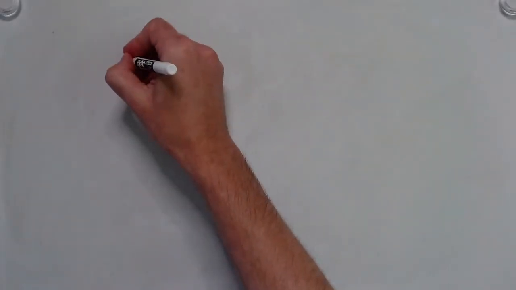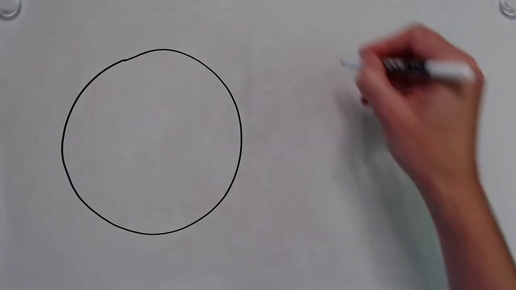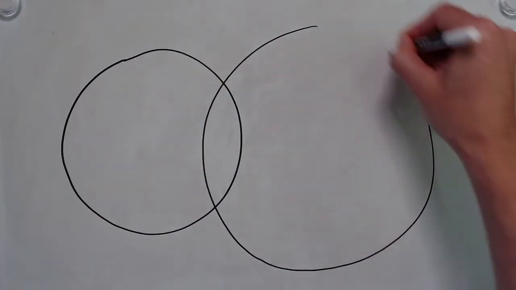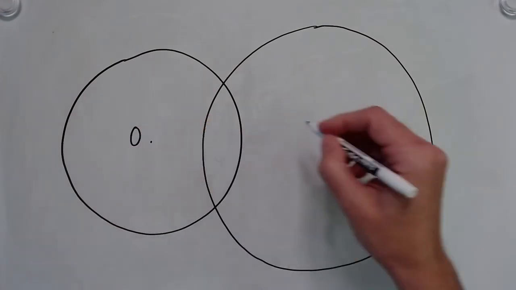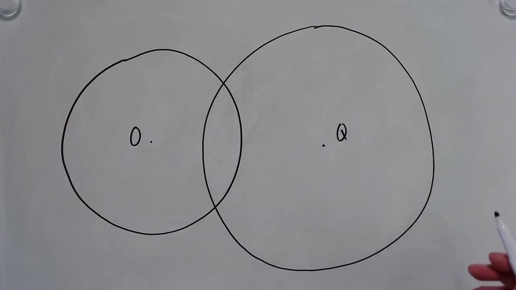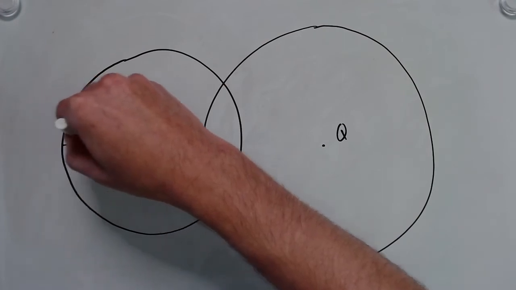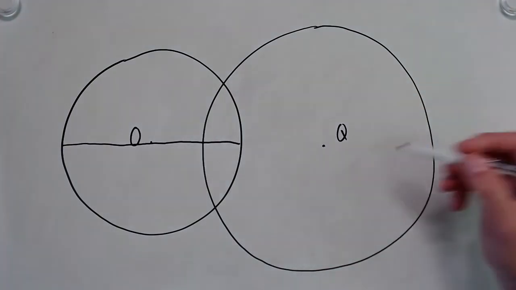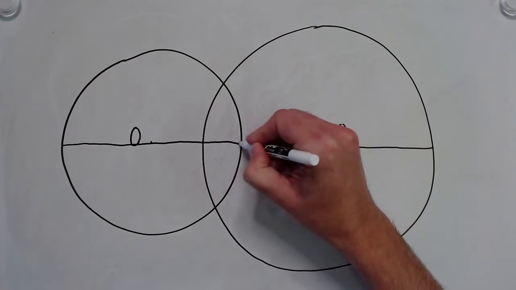I'm going to try to draw circles again. You know how well that goes. Here's a circle. I'm going to draw another circle here, slightly bigger. And let's put some centers in. Like O for center here. And we're going to put Q for a center here. And what I'm going to do is try to draw a diameter right through here. So we have a diameter of O. And then the diameter of Q is from here to here.